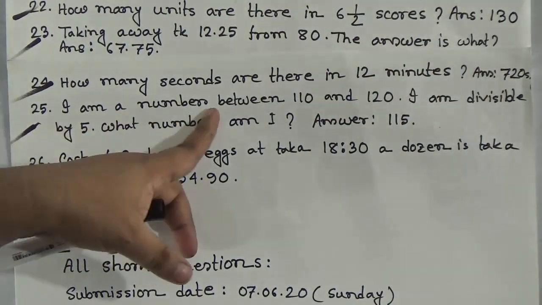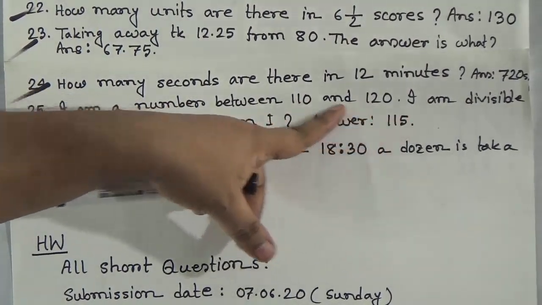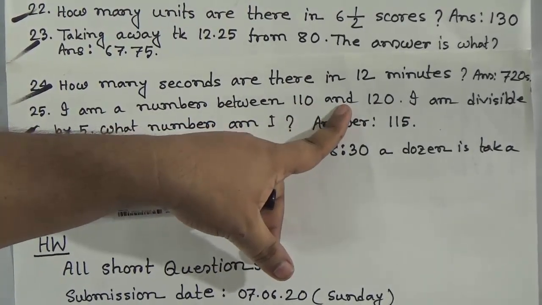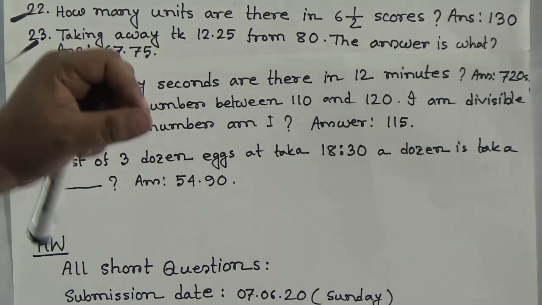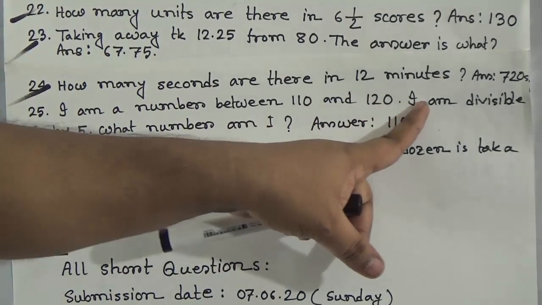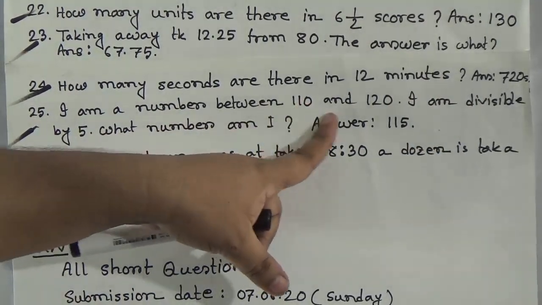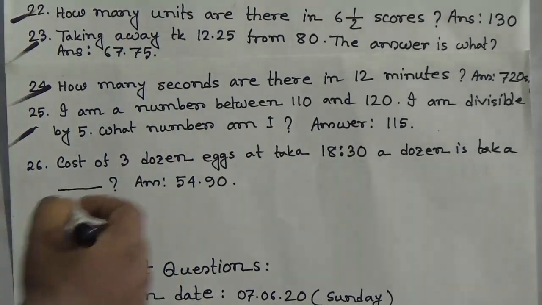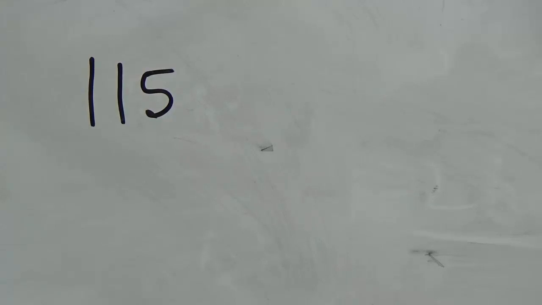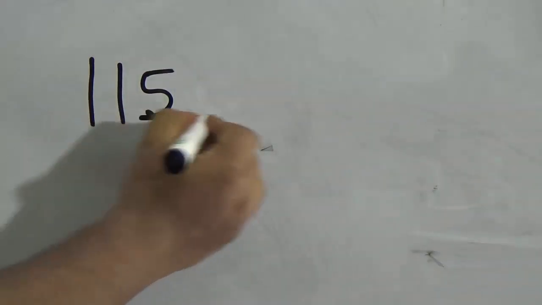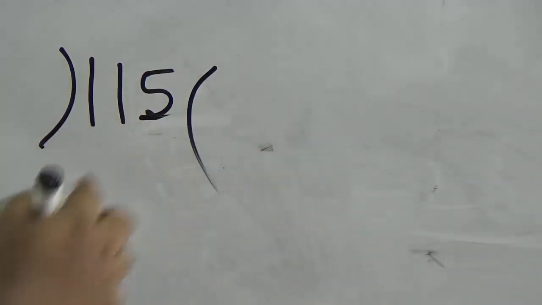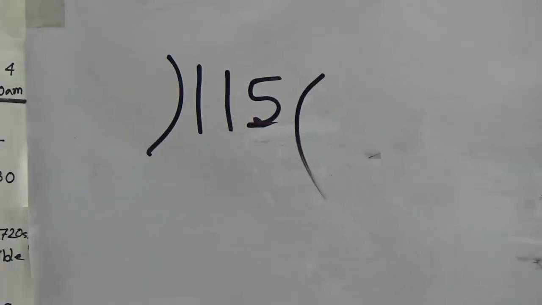Number 25. Please students notice, I am a number between 100 and 120. The initial point is 110 and the terminal point is 120. That means that number lies between 110 and 120. I am divisible by 5. That means that number is divisible by 5. So the number is 115. Because we know that a number whose ones place is 0 or 5, then that number is divisible by 5. So we can say 115 is that number, and it is divisible by 5.